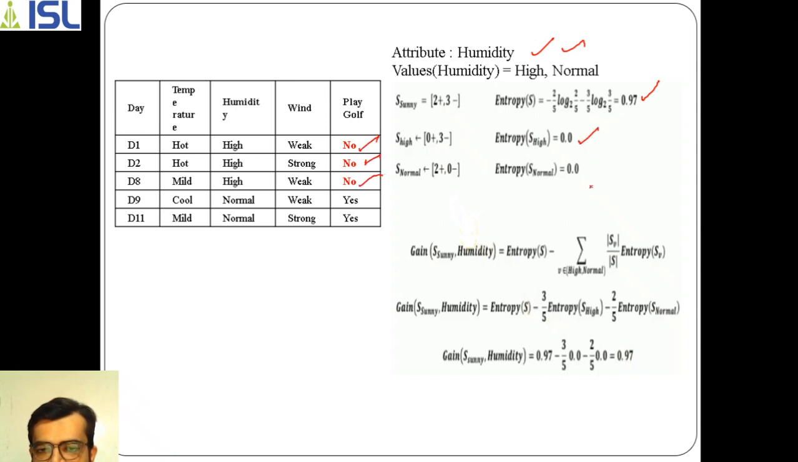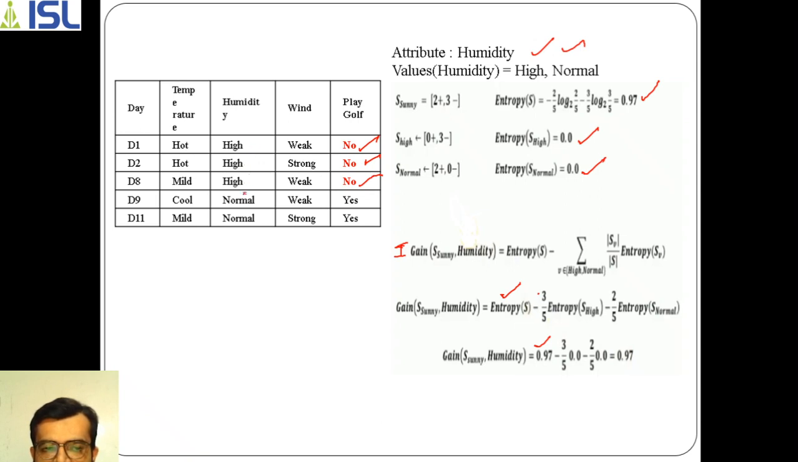Here it is, there are no negatives, so entropy is 0. And the same value for information gain, we are substituting here entropy of S. S is for sunny, so sunny is 0.97, and all the values, this is 3 by 5. What does this 3 by 5 indicate? Here it is the probability of high.